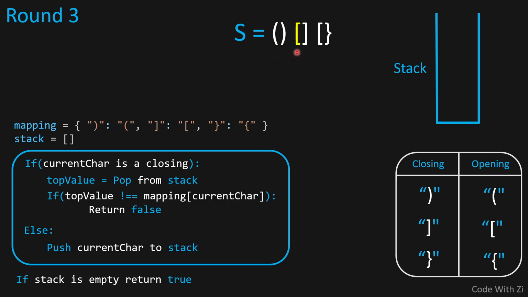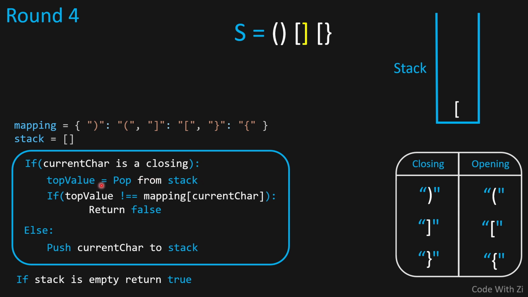And in our next round, we're gonna have this opening bracket and we're gonna ask, is our current character a closing character? Nope. Alrighty, add it to our stack, like so. And then we're gonna move on to the next round. In our next round, we're gonna have a closing symbol. And because it's a closing character, we're gonna enter our if statement. And inside of here, we're gonna define our top value.